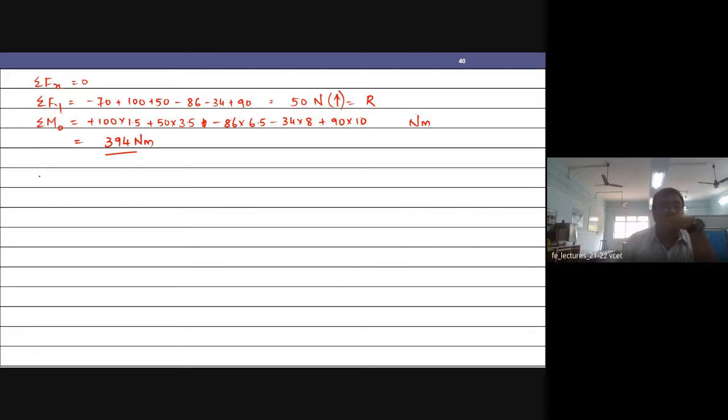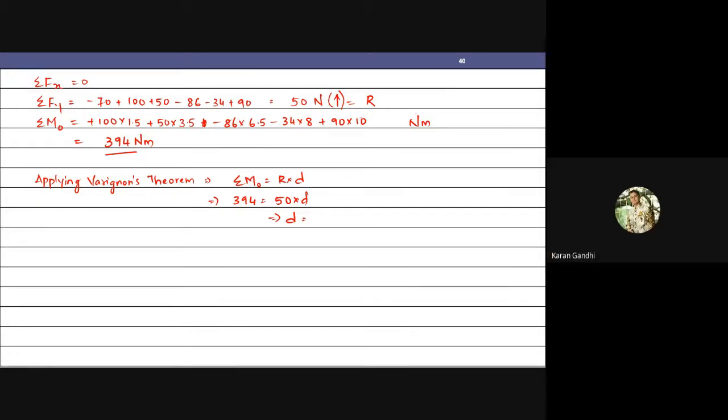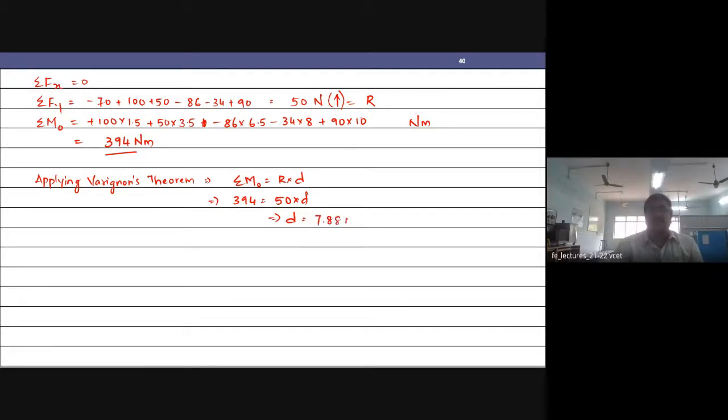Now I have found out sigma MO, I have found out R, applying Varignon's theorem. Sigma MO equal to R into D. So 394 equals 50 into D, or D equals how much? Can you tell me? $7.88. Yes, D is equal to 7.88 meters.